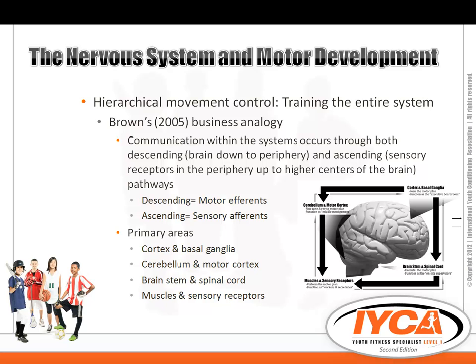Now, Brown's business analogy really ties us into some known examples so that we can kind of see how these different components work together. In the diagram in your text as well as here, you can see the descending pathways as the dark black lines, and basically you can kind of think about that as a top-down approach. And then the ascending pathways are our sensory afferents. That's nerve impulses traveling from the periphery up into the brain.